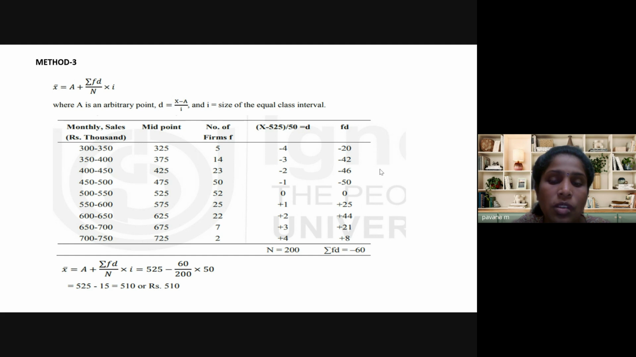So the a value is 525. We already calculated the arbitrary point 525, that is from the midpoint, right? So 525 plus sigma fd, which is minus 60, by n, 200, into I, 50. So you will get the arithmetic mean 510. So this is another method for calculating the arithmetic mean.